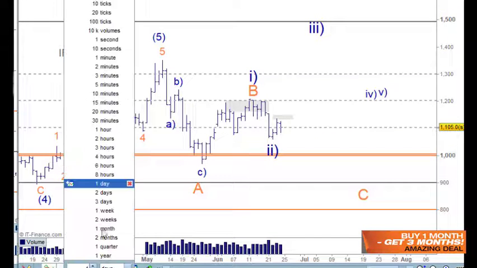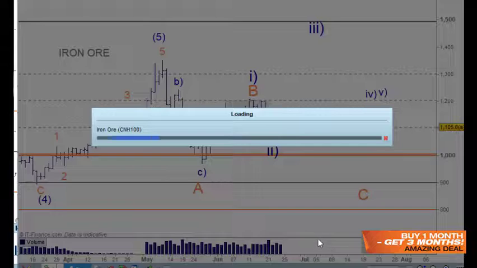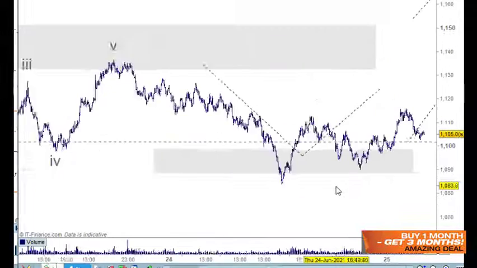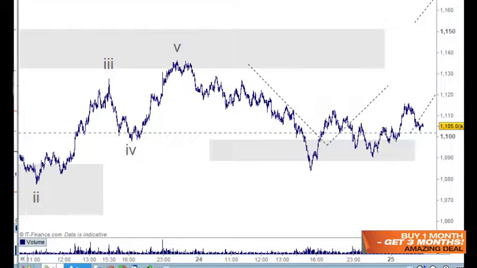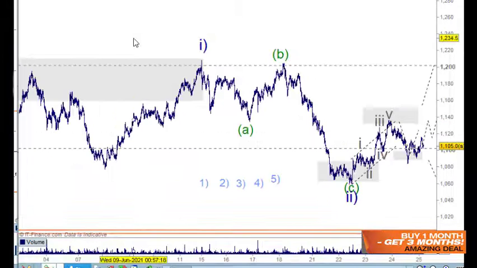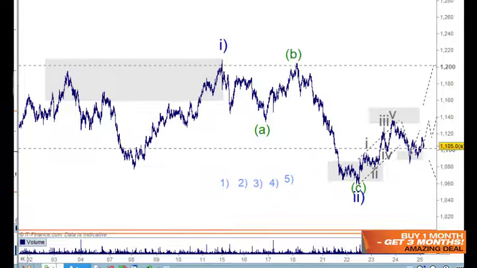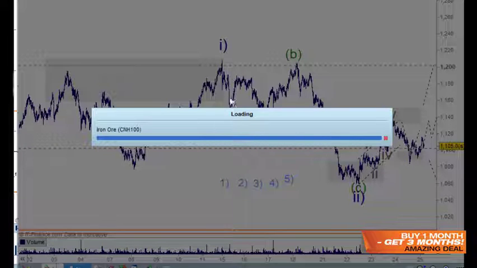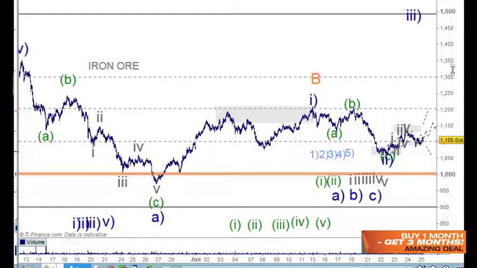Let's just go to the tick chart and drill into this a little bit further, shall we? Anyway, that's kind of what we're working with. Let's get a bit more data. I'm trying to understand if it's bullish or bearish.